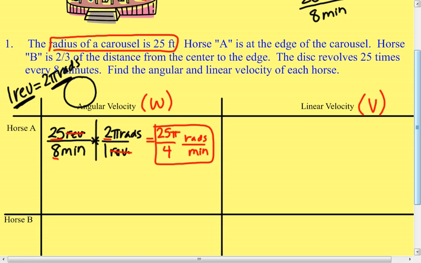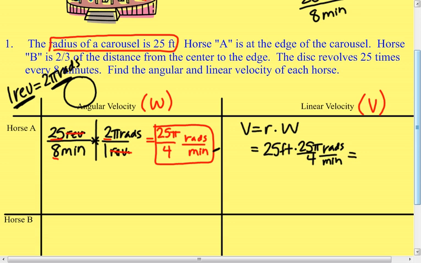In order to figure out the linear speed, I'm going to use the formula V equals R times W. For horse A, the radius is 25 feet. And my W, I'm going to carry from right over here. That's where I'm getting my W. And that will be 25 pi over 4 radians per minute.